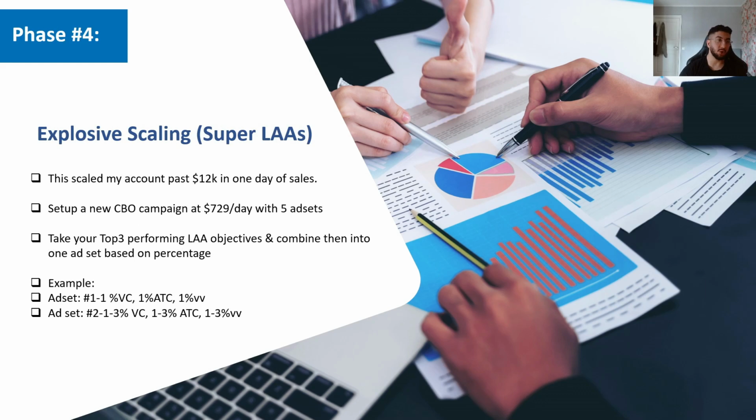Explosive scaling for super lookalikes. So here, this scaled my account to past 12k in 1 day of sales. Set up a new CBO campaign, $729 a day with 5 ad sets. So guys, if you can see, I have mentioned 729, and you can basically use this in ABO testing, in interest scaling, audience scaling, everything.